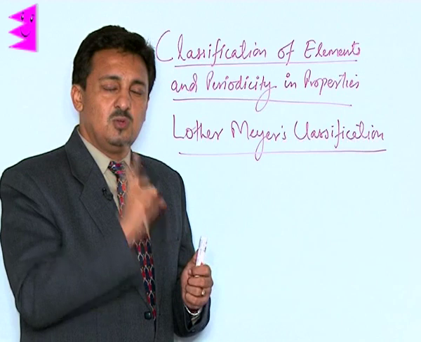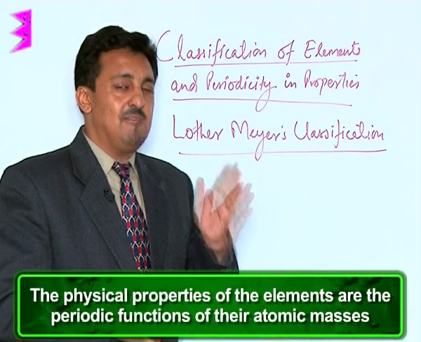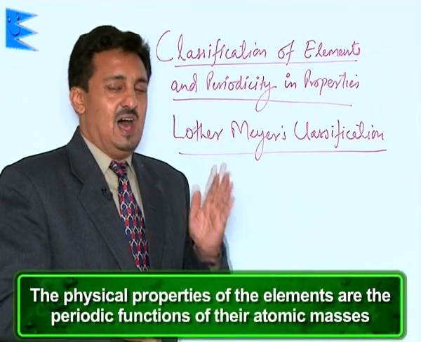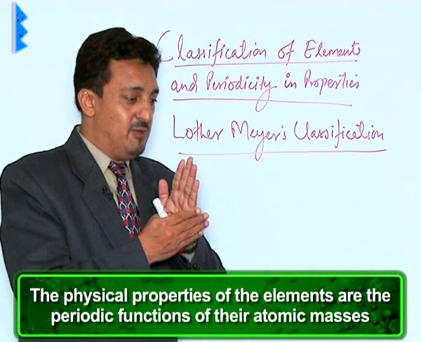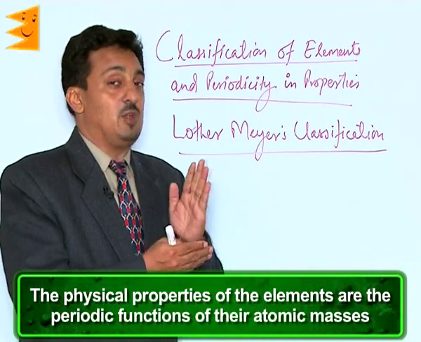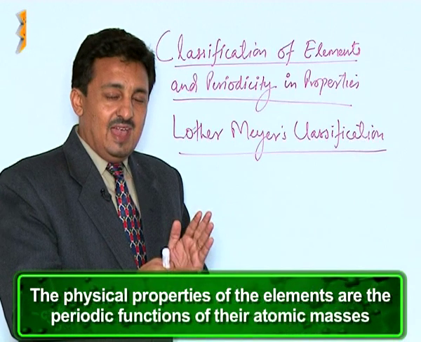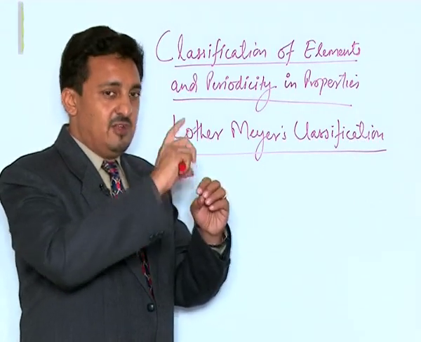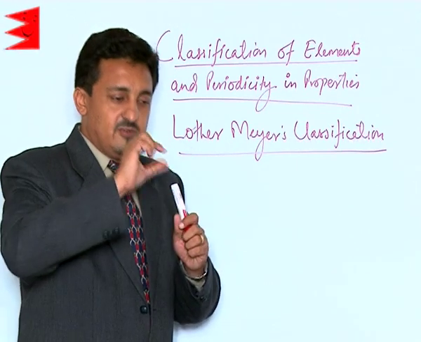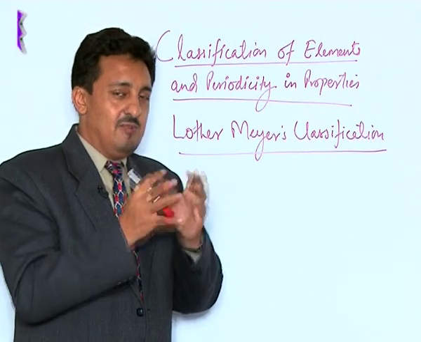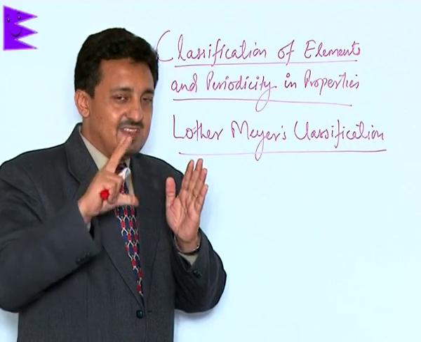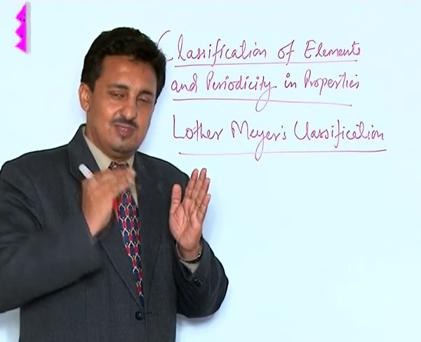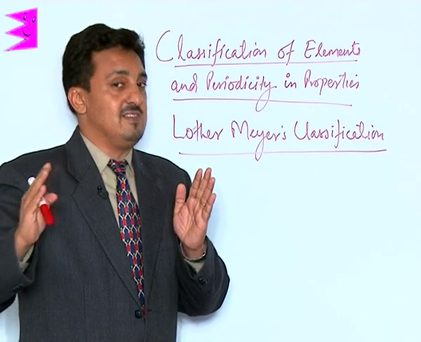Now the periodicity and the length of these graphs keep on increasing. So he was the first one who noticed that the physical properties of the elements are periodic functions of their atomic masses. And he observed that the length of the graphs, which he got in the form of peaks, kept on increasing. So he was able to make out that the length of these graphs is increasing, so more elements are included into the list as the mass is increasing.